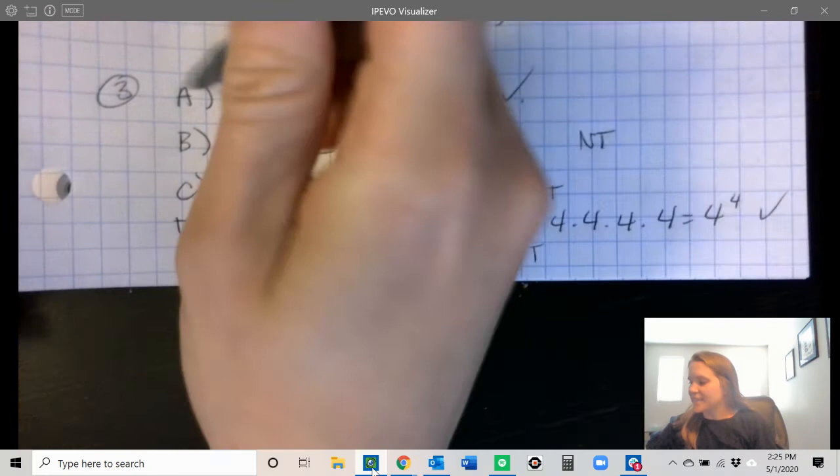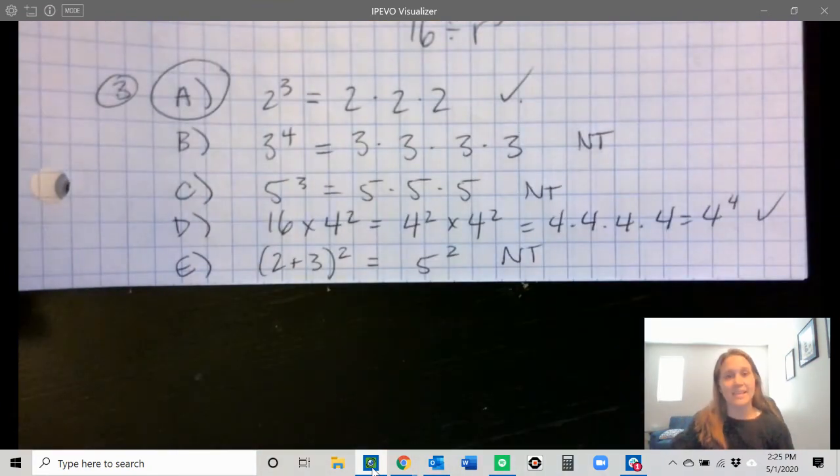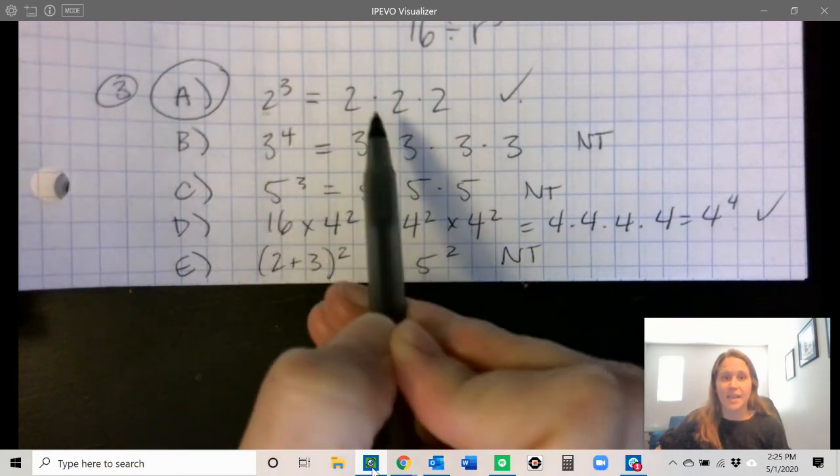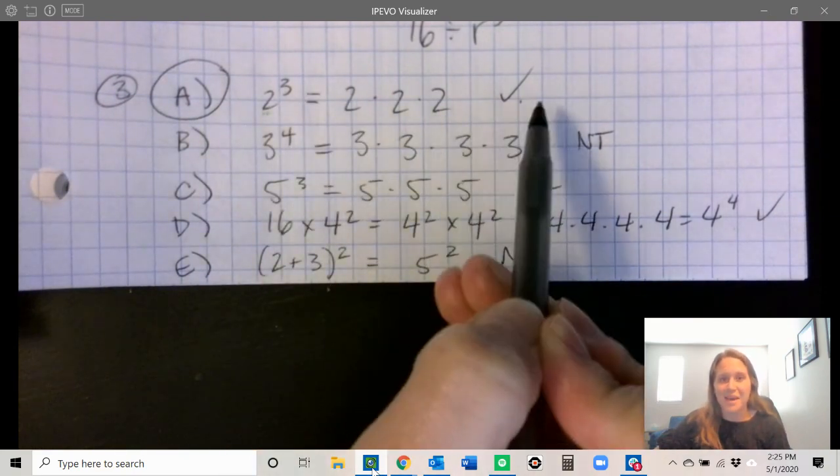I think A is true. I think that because I know exponents are a shortcut for repeated multiplication. Repeated? Absolutely. So I'm going to repeat 2 multiplied by itself 3 times. 2 times 2 times 2. That matched the problem.